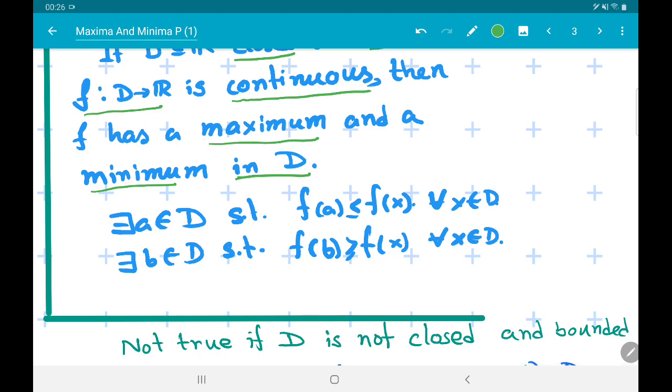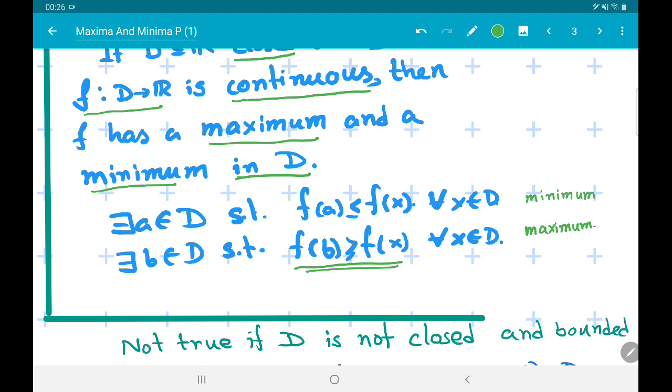So what it means is the following. There exists a point A in D such that f of a is less than or equal to f of x for all x in D. This corresponds to the minimum, and there must exist a B in D such that f of b is bigger than or equal to f of x for all x in D. So in this case, A is a point where the minimum occurs and B is a point where the maximum occurs for the function f in D.